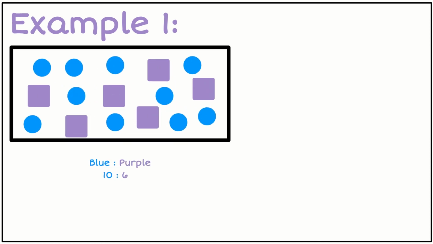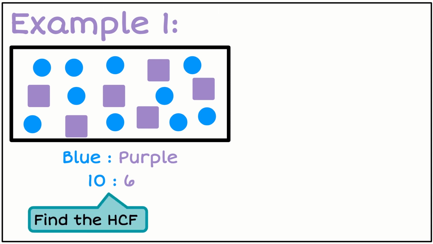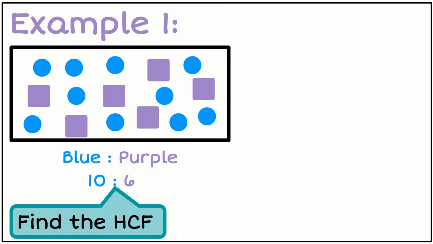So let's have a look at example 1. If I have this scenario here, and you can see I've described it both graphically as a diagram as well as in ratio form. If I compare the blue circles to the purple squares, there's 10 blue circles and 6 purple squares. Now that ratio is not in its simplest form, and so what we want to do is find out first of all what is the highest common factor of 10 and 6.